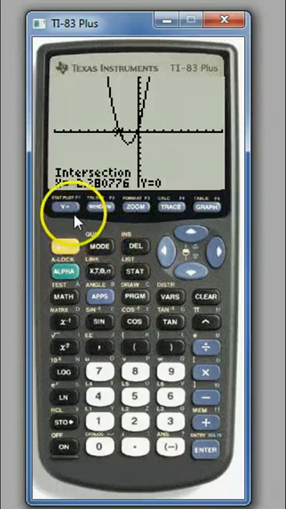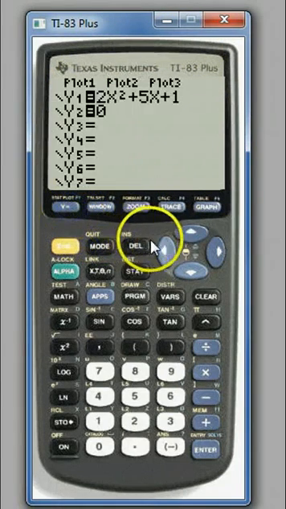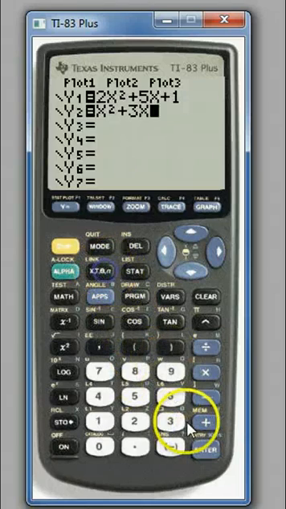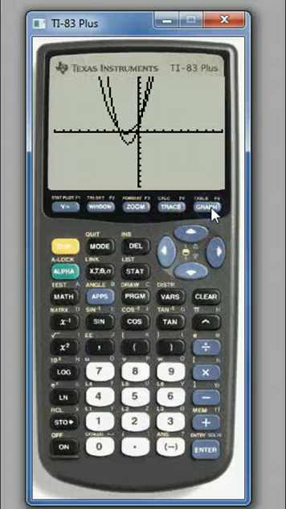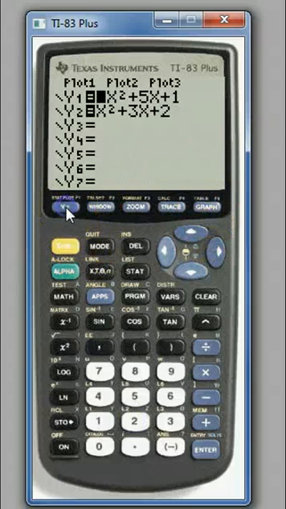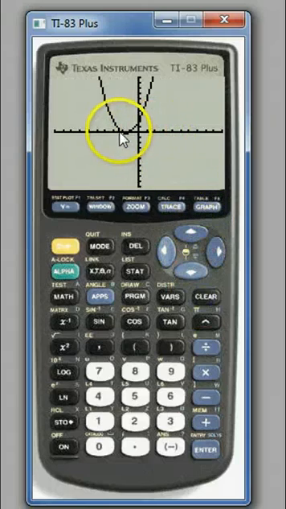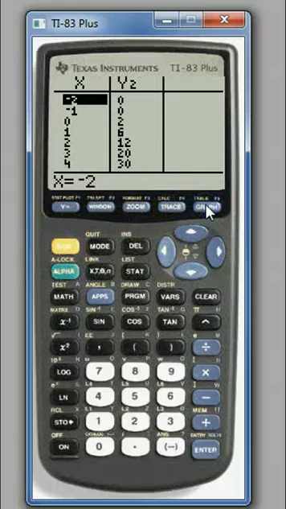Now you always want to check first. Let me just give you one example. What if you had something like 2x squared plus 3x plus 2? You'd want to graph it first, because if you notice, oops, I didn't even have that other one on. Try to clear this one. When you look at this one, it looks like maybe a negative 1 and a negative 2. If I go to my table, there's negative 1 and negative 2, so they're both zeros.